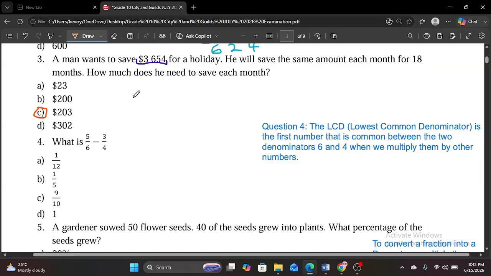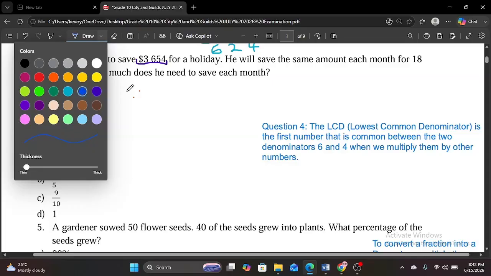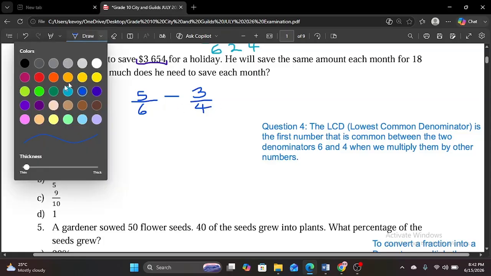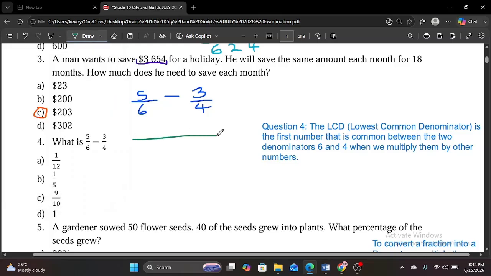So let's write down our fractions right here. So we're gonna have our fraction looking like this. So the first fraction is gonna be 5 over 6 minus 3 over 4. So from the two denominators, 6 and 4, what's going to be the lowest common denominator? All right, so the first number that's going to be common between 4 and 6 after multiplying is going to be 12.